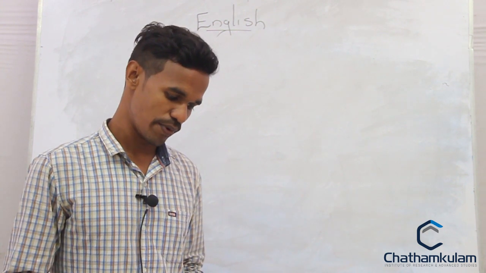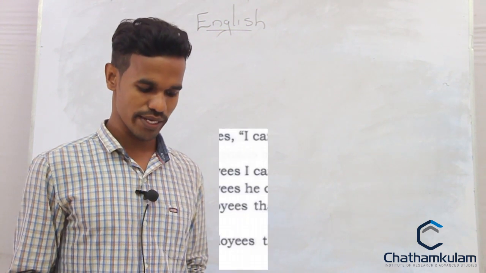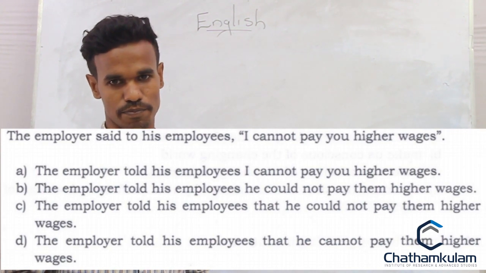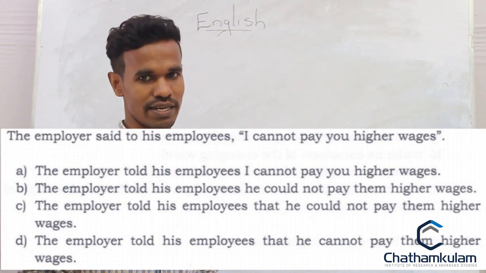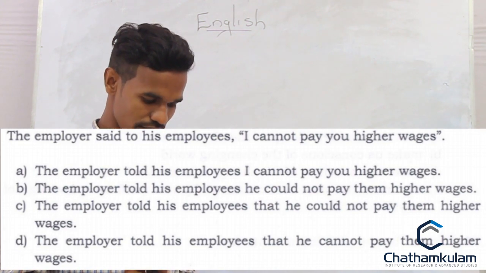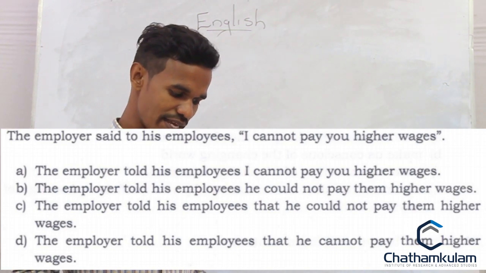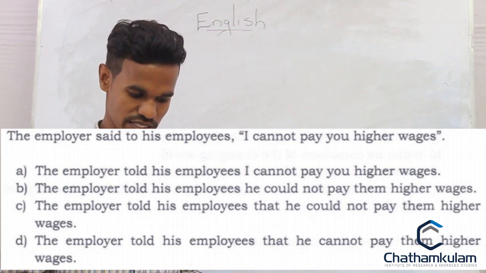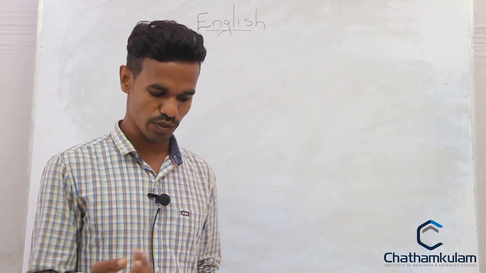That will help you. And the fifth question: the employer said to his employees, it's a plural one, "I cannot pay you higher wages." That goes in the inverted commas, because that's a complete statement. So let us see what changes we can make to turn it into indirect speech. The employer told his employees, I cannot pay you higher wages. That is the same meaning, right? But said was changed into told.